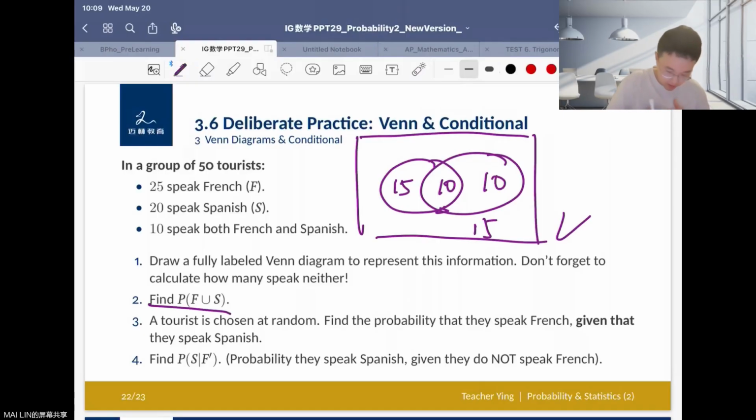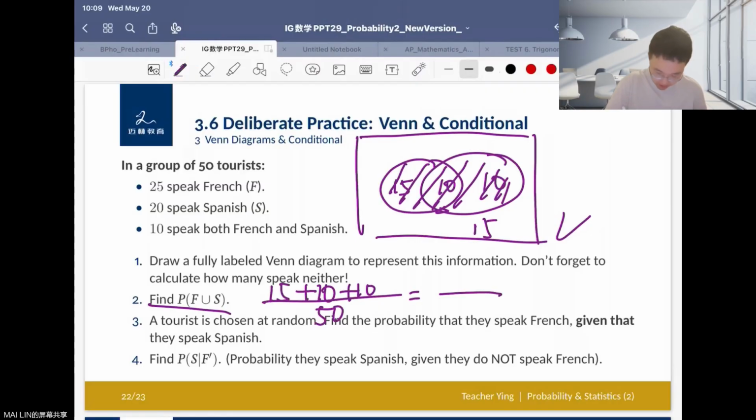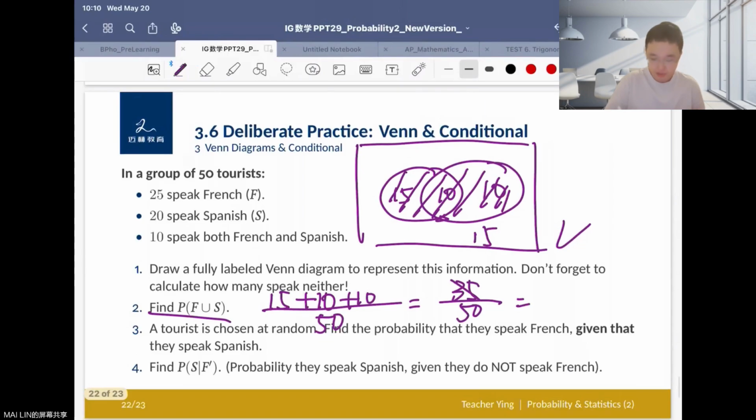The second problem is to find the probability for F or S, meaning they can speak French or Spanish. The probability is 15 plus 10 plus 10, which is 35, over the total of 50. So 35 over 50. We can divide the numerator and denominator by 5, so that is 7 over 10, which is 70%.